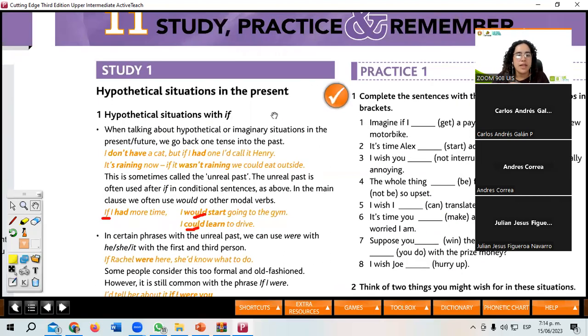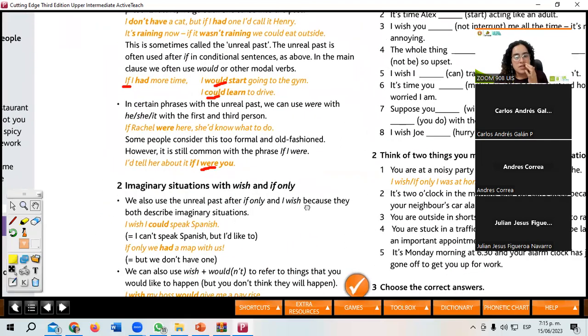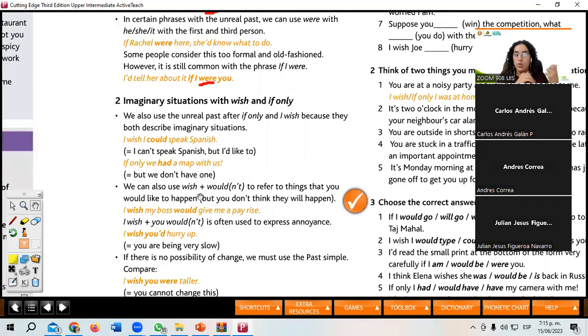Okay, this is will. If, eso es un tipo de situaciones hipotéticas con el if, vimos que usamos el verbo en pasado. If you did this, you would, y la otra cláusula va con would o otro verbo modal. Would, could o might. Otro tipo de situaciones imaginarias que podemos ver es con el wish y el if only, ¿ok? Pues estas frases también son muy comunes en inglés. Usamos el pasado irreal, unreal past, with if only and I wish. Ambos hablan de situaciones imaginarias o hipotéticas.